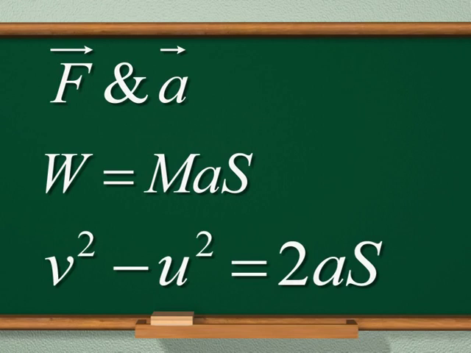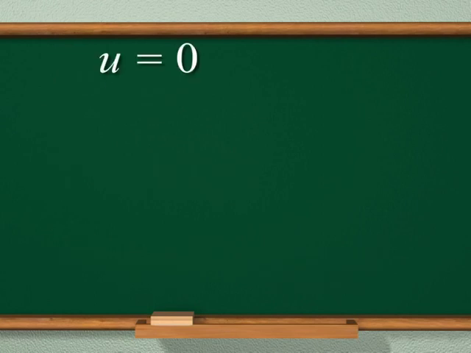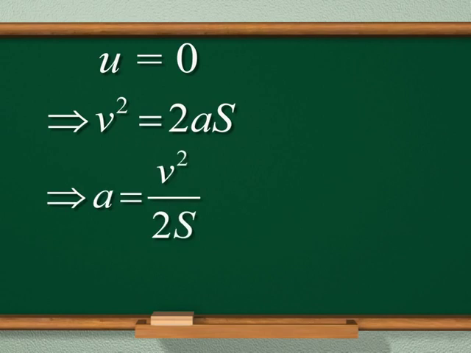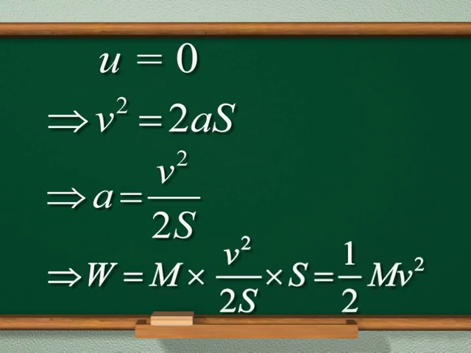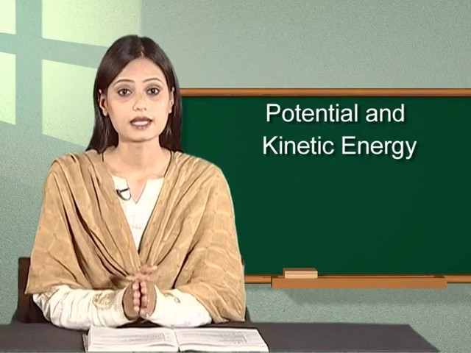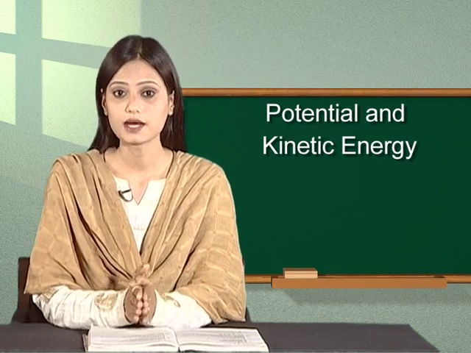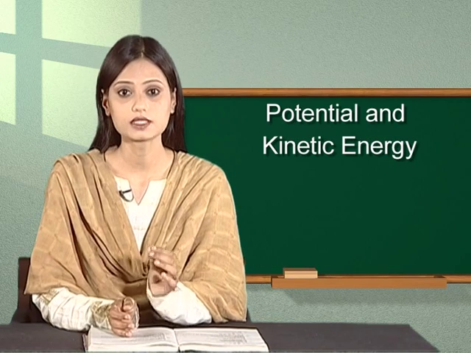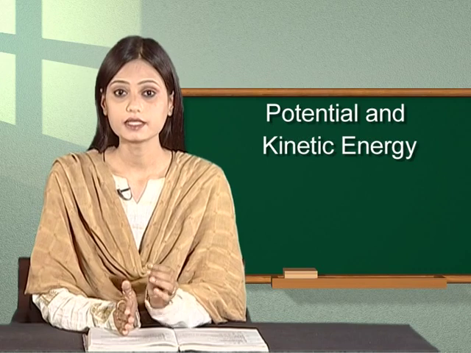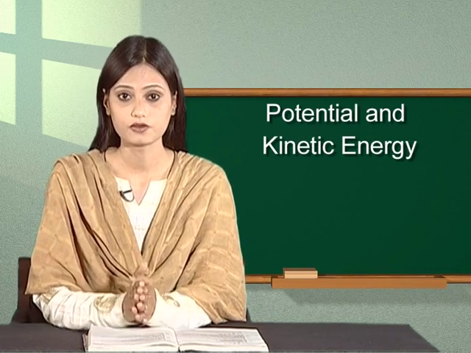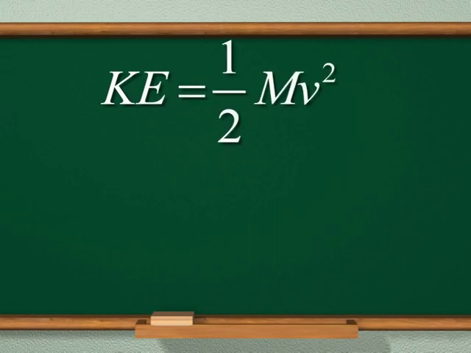If the body is starting from rest, then its initial velocity is 0, that is, u is equal to 0, which implies v square is equal to 2 into a into s, which implies the acceleration of the moving object is equal to v square by 2s. This implies the work done W is equal to m into v square by 2s into s, which is equal to half mv square. As this much amount of work done on the body of mass m will set the body moving with velocity v from its state of rest, it is equal to kinetic energy of the body. Therefore, kinetic energy is equal to half mv square.